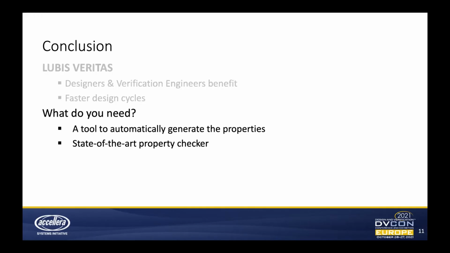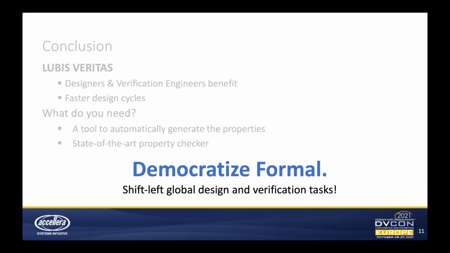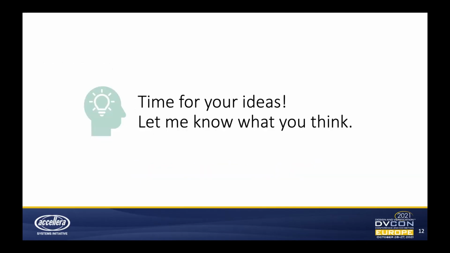And actually, you don't need that many things. You need something that generates the properties for you, and you need any state-of-the-art property checker that can work with SVA properties. And then we can democratize formal within your company, and you can shift left the global design verification task and get your system level verification done faster.